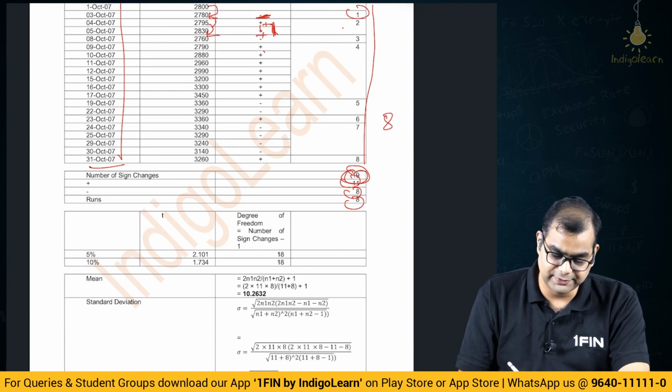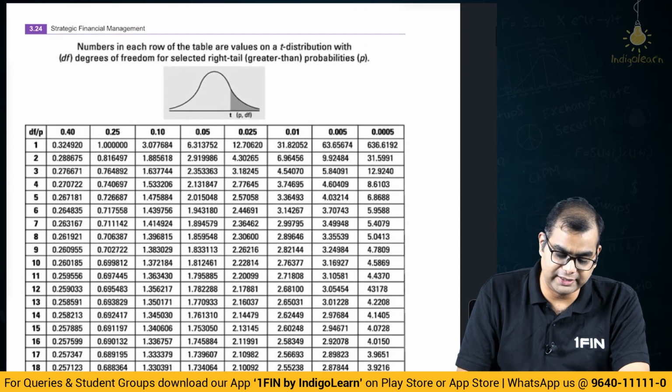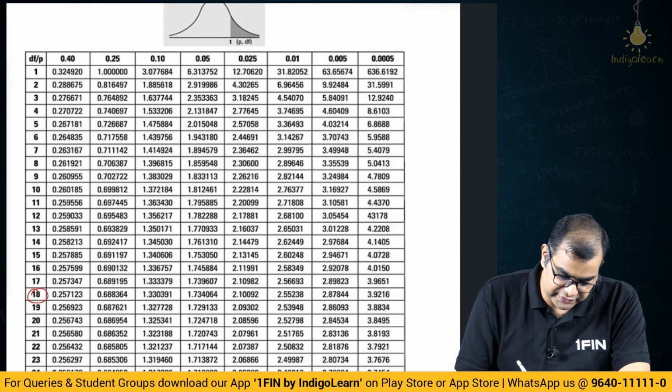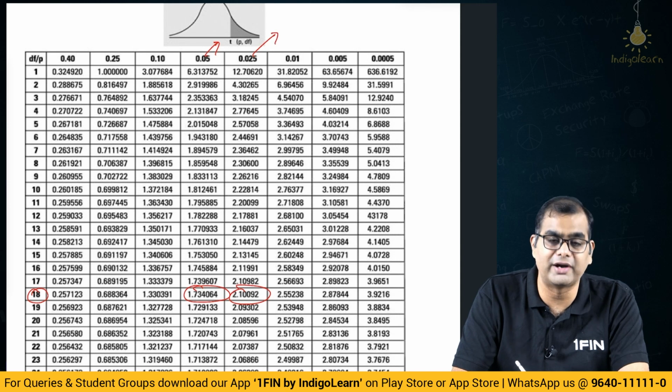Okay. So what you do is, you go to the T table. What is the T table? I will take you through what the T table is. You will be given a table, one-tailed or two-tailed. If you come to this table, at 18 degrees of freedom, you look at where these data points are, 2.101 and 1.734. So you see here, this is for 5% and this is for 2.5%.